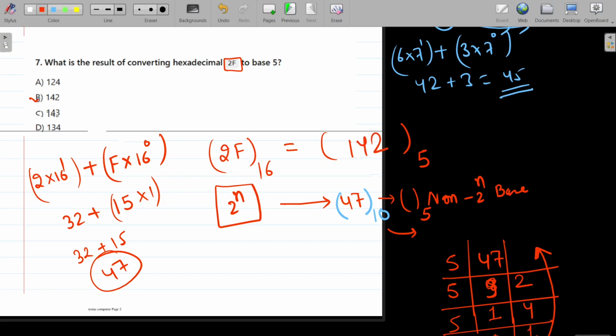Let us check the options. Yes, B is the option, 142. So this should be our answer.